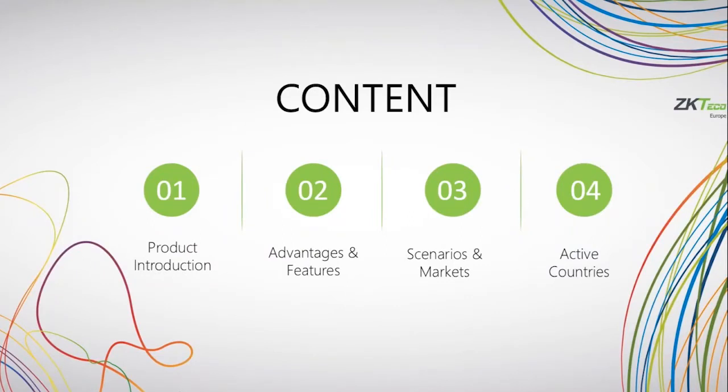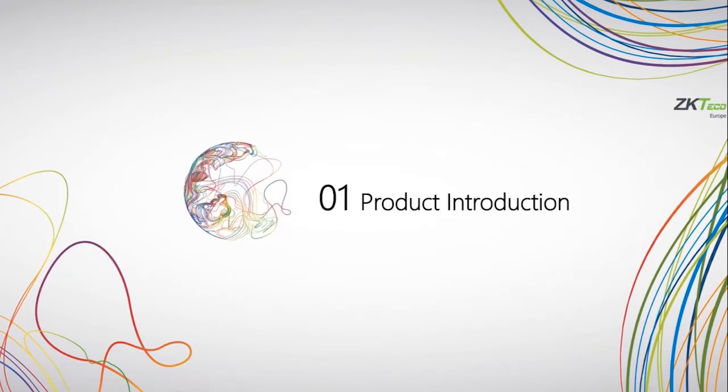So this is the content of the presentation. The first point will be the product presentation. The second is the advantages and the features. The third one is the scenarios and marketing, and the fourth one is the active countries. For sure, there is a 5.1, which for me is the real time connection to the camera to show you how the system works. So for this presentation, okay, let's start.